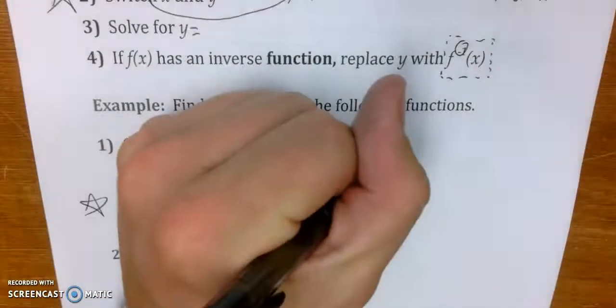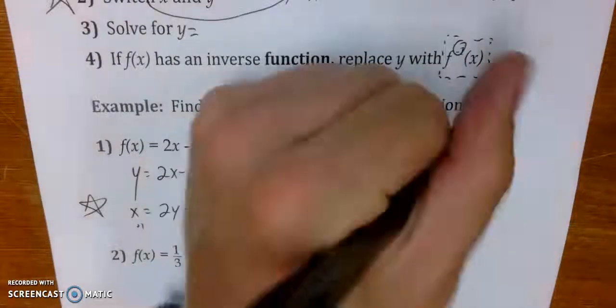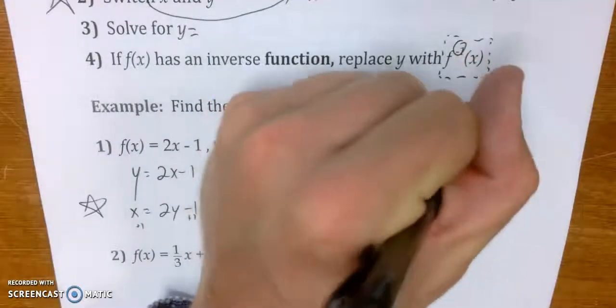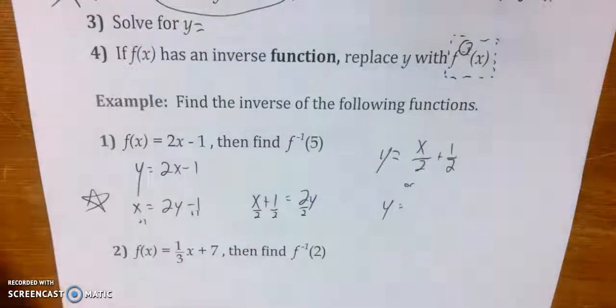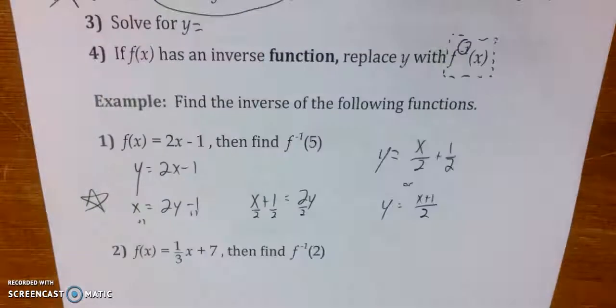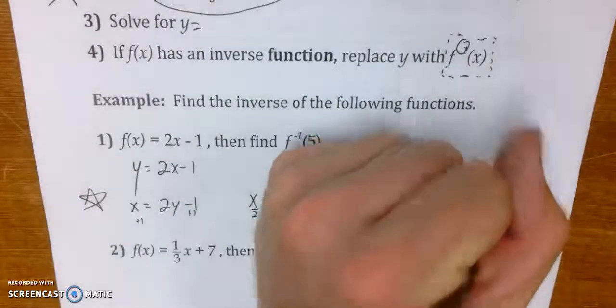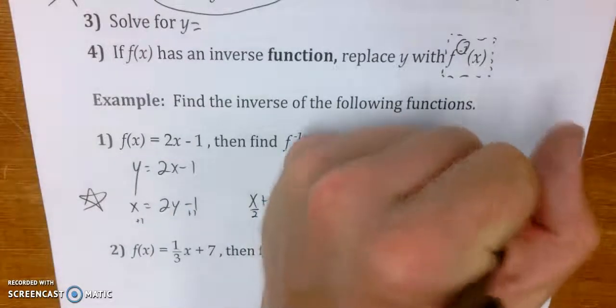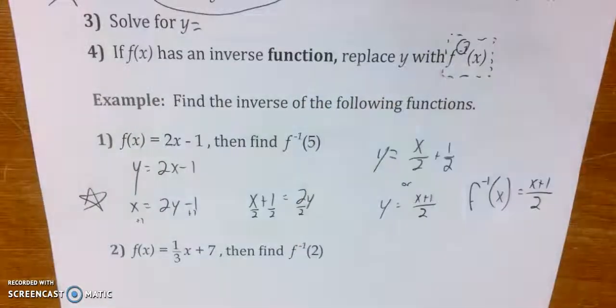So I've got y equals, you could have that on the right side as well, it doesn't matter. I could either say x over 2 plus 1/2, or if you really wanted, you could say y equals the quantity x plus 1 all over 2. I personally am kind of lazy, so I like the second one better. So final answer, the inverse function of x is going to be x plus 1 all over 2.